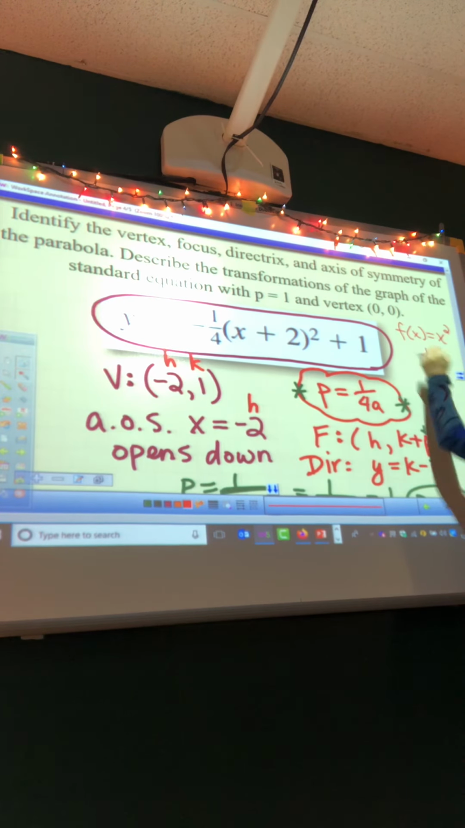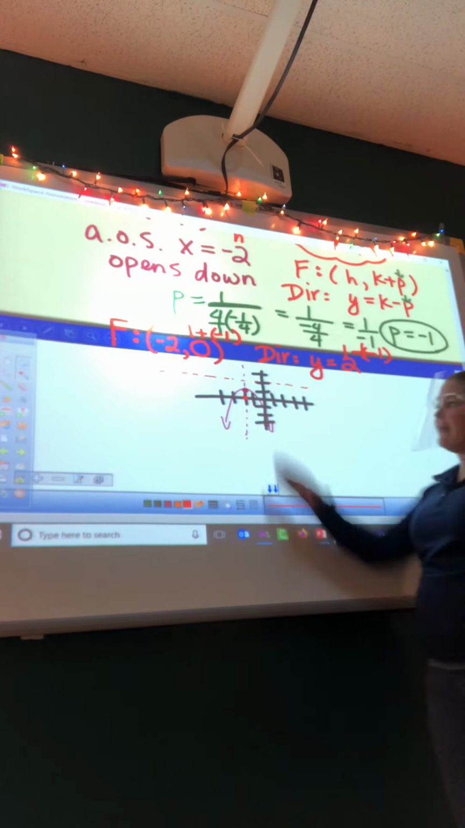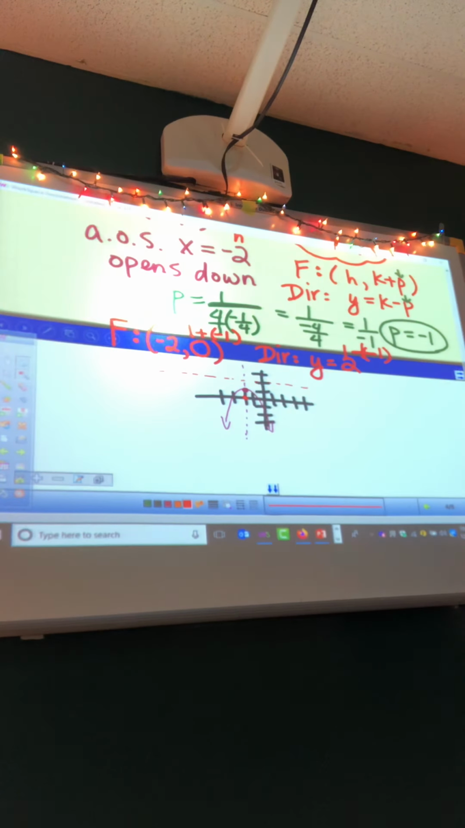Okay? So again, this is just saying, I'm giving you the parent. We know a parent is f of x equals x squared. It opens up. It starts at 0, 0, correct? So we're comparing our graph to this graph and talking about the transformations, which we've already done. That's review. Okay? So looking at this graph, how's it different from the parent?